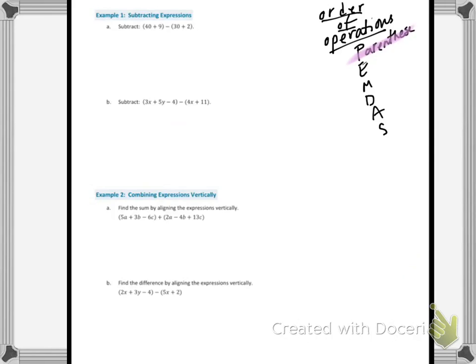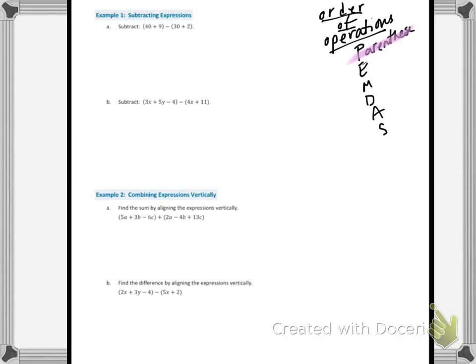Do what's inside the parentheses. So if I do 40 plus 9, that's 49. And I do my 30 plus 2, that's 32. And then I subtract them both. Subtract one from the other, I get 17. Pretty easy, huh? Now if I did that step by step, I'd probably want to make it look like, well, let's just go ahead and do it more formally. So then I would have 49 minus 32, and then 17 would be my answer. All right? And that's using order of operations. Pretty darn easy in this case.